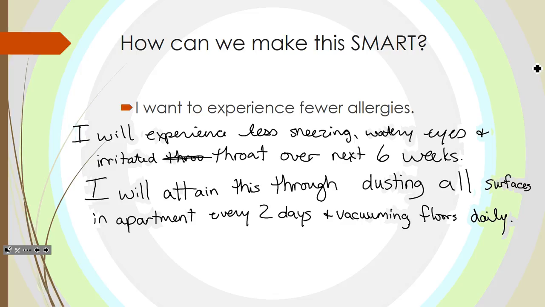I mean, you're doing lots of cleaning, but that would be a good short-term goal. So this is a pretty good SMART goal. Experience less sneezing, watery eyes, and irritated throat over the next 6 days. So I'll attain this through dusting all surfaces in apartment every 2 days and vacuuming floors daily. So that's pretty SMART.